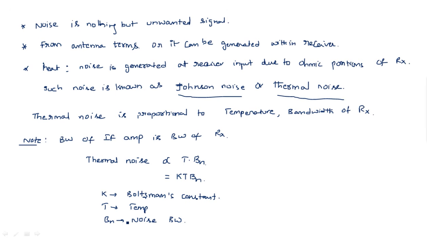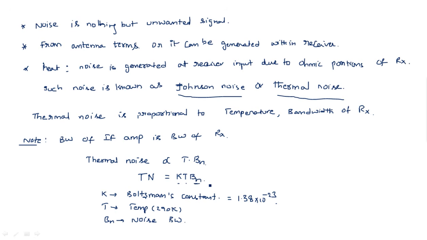So thermal noise is equal to KTBn. The temperature is taken as 290 Kelvin. You know the Boltzmann constant; it is around 1.38 × 10^-23. Boltzmann constant is given by 1.38 × 10^-23. Now, K is a constant, and T is a value like 290 Kelvin.